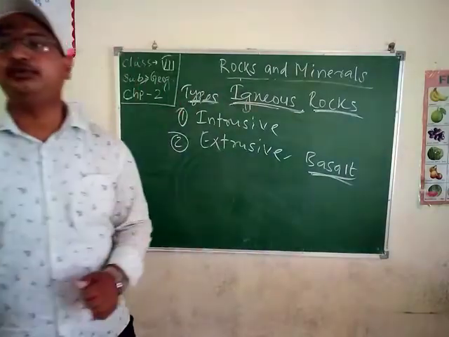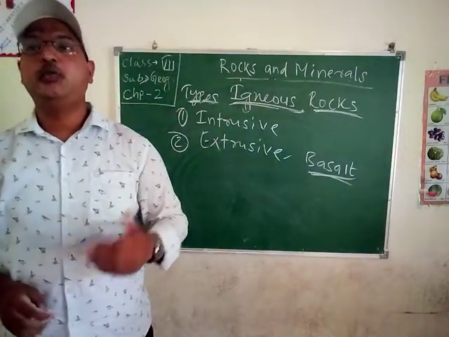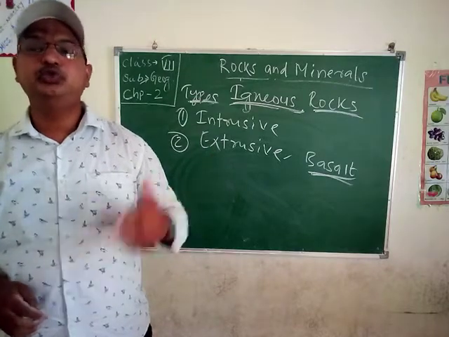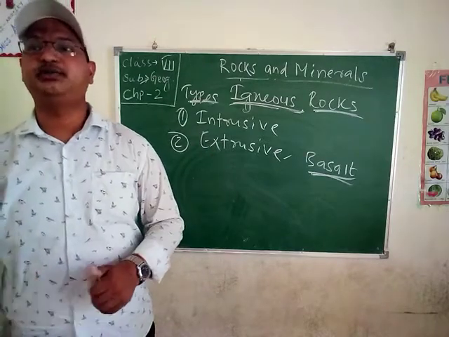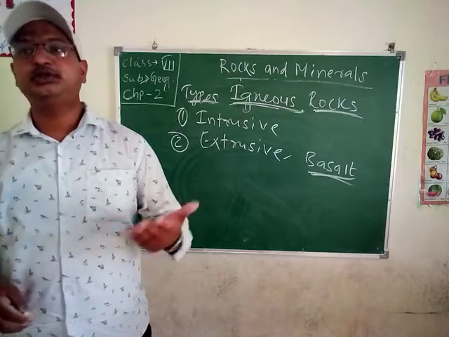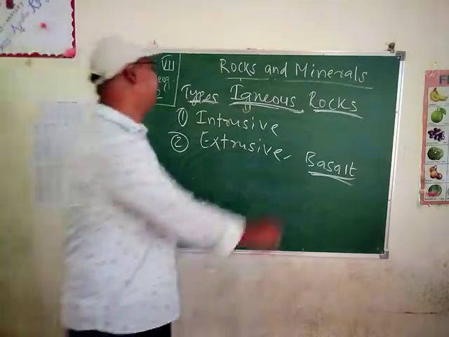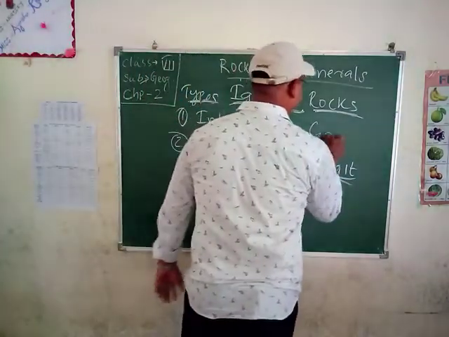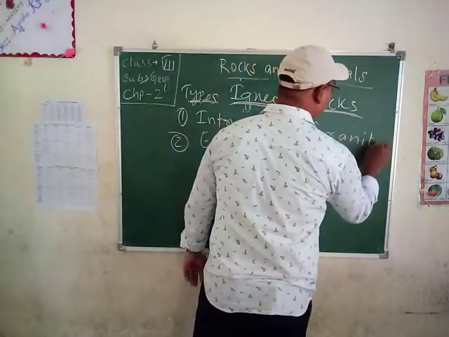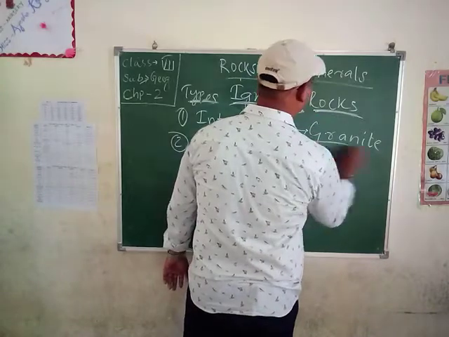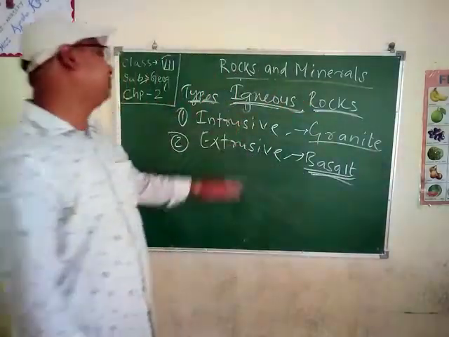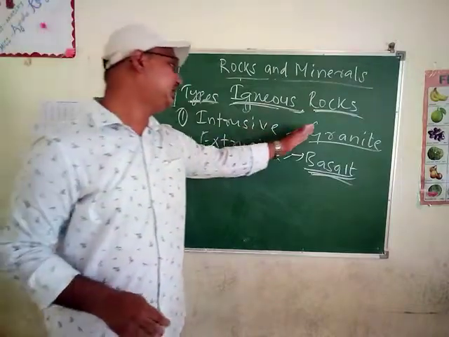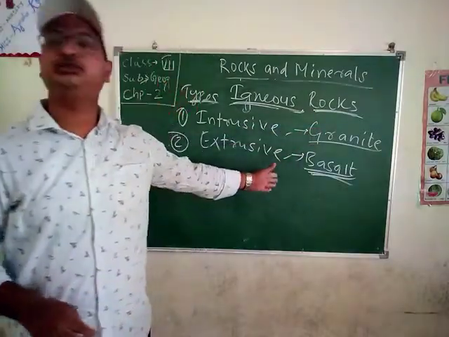But what about intrusive? Friends, sometimes the molten magma cools down deep inside the earth's surface or earth's crust. The solid rocks thus formed are called the intrusive igneous rocks. An example is granite. Students, as I have told you, there are two types of rocks, intrusive and extrusive. Those which cool down inside the earth are called intrusive, like granite, and those outside the earth are called extrusive.